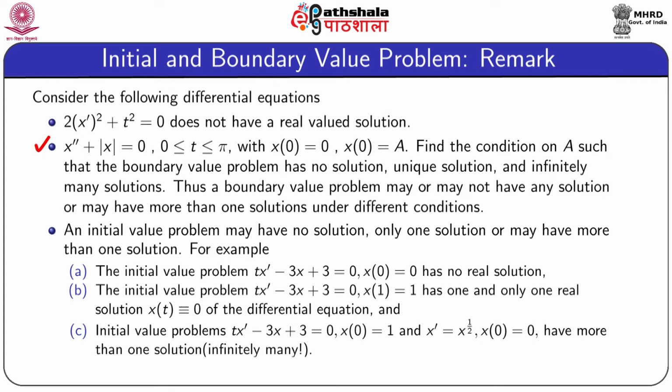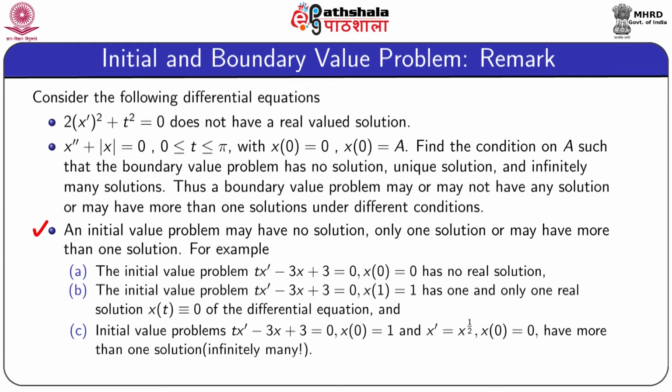Our second example, x double dash plus mod x equal to 0, where t lies between 0 and pi, and x(0) equal to 0 and x(pi) equal to a. If we are asked to find the condition on a such that this boundary value problem has no solution or a unique solution or infinitely many solutions, the conclusion is that a boundary value problem may have a unique solution, may have no solutions, or may have more than one solution under different conditions.